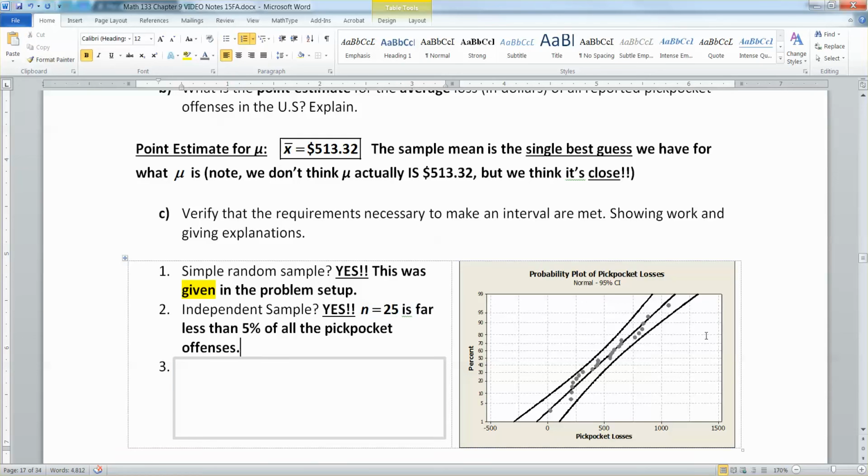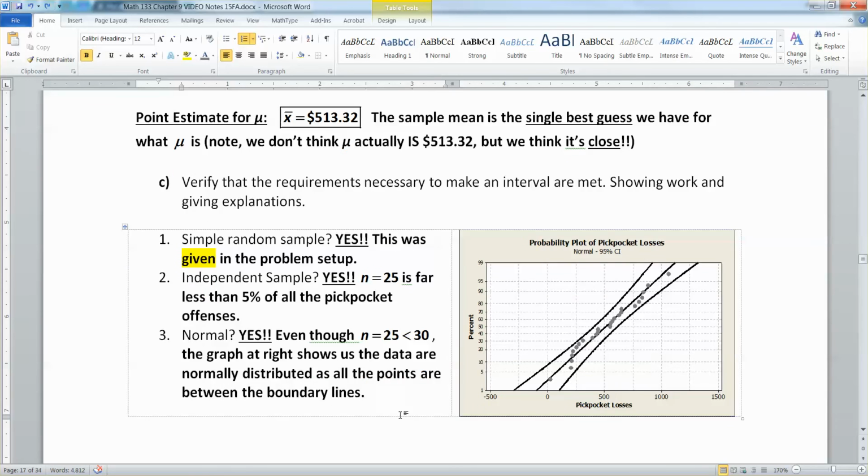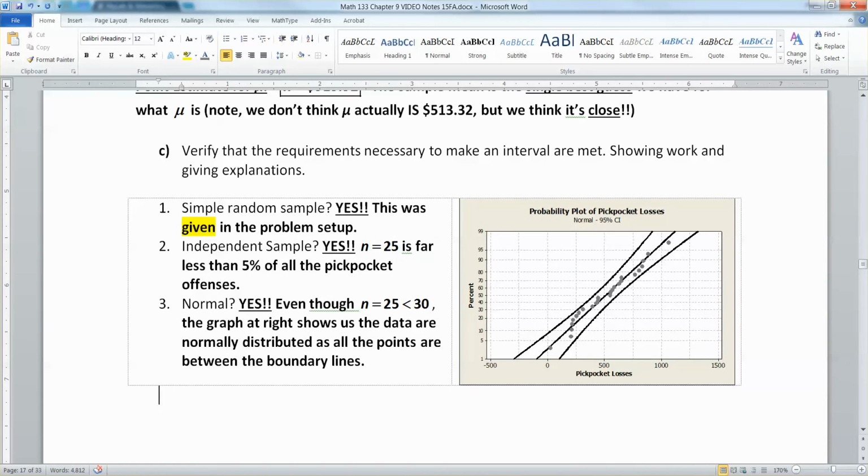However, we have this lovely graph drawn over here to the right, which shows us that it is in fact normally distributed. So even though N equals 25 is less than 30, the probability plot, I'll just call it the graph, at the right shows us that the data are normally distributed, as all the points are between those boundary lines. That was section 7.3, everybody's favorite section because it's so easy, right? You have to be able to look at a graph like that and know that it's normal, or the data are normal, I should say.